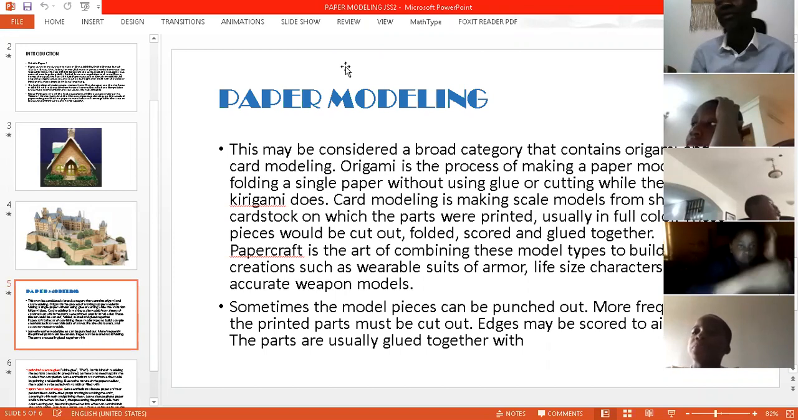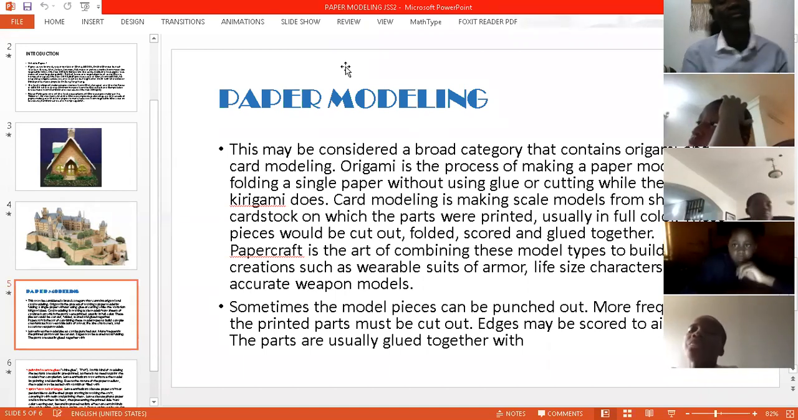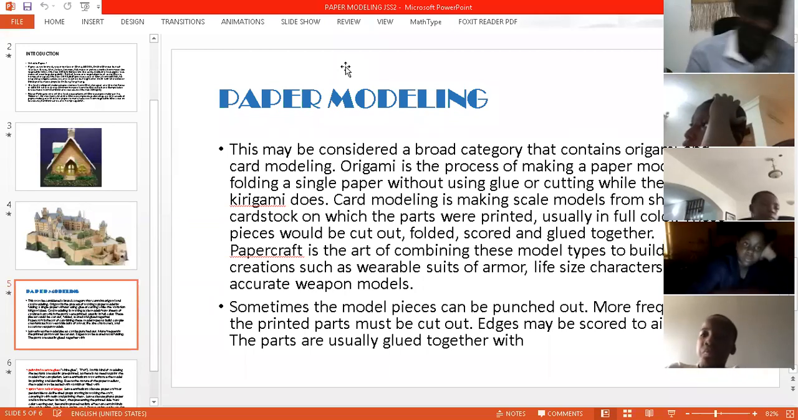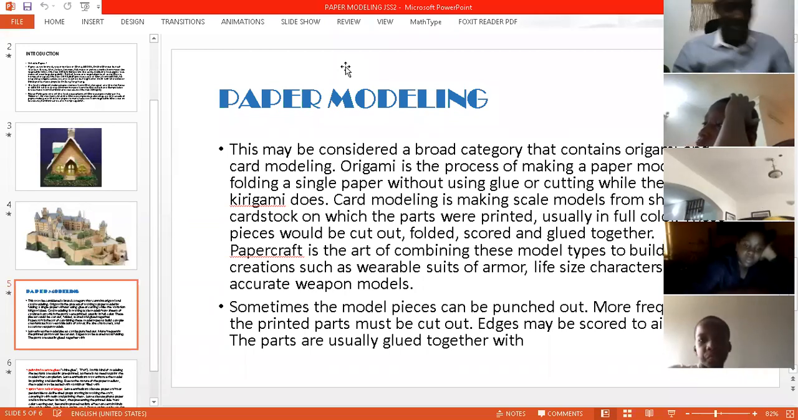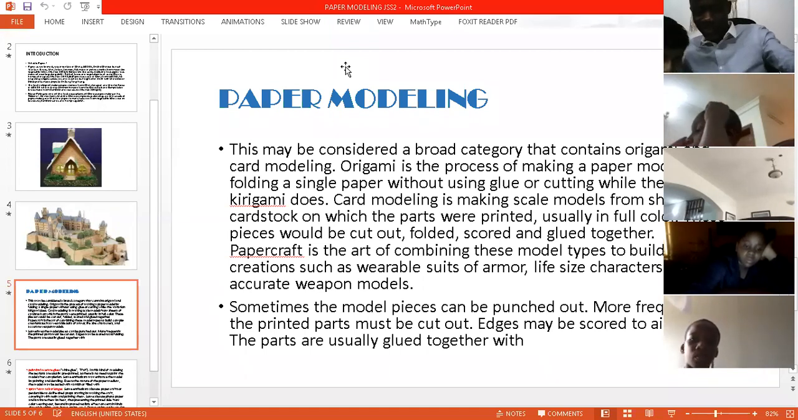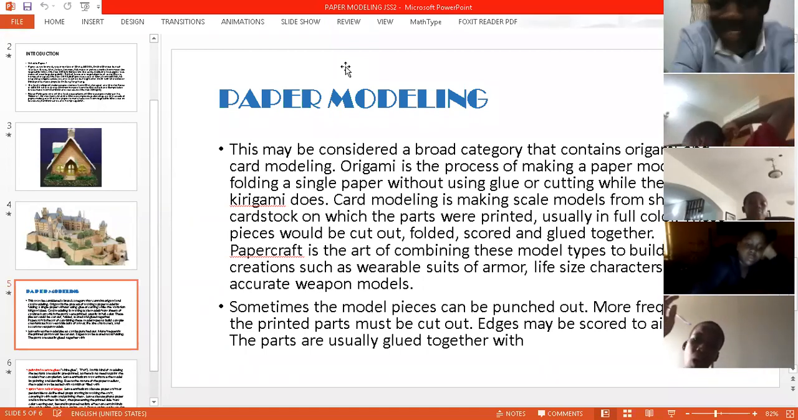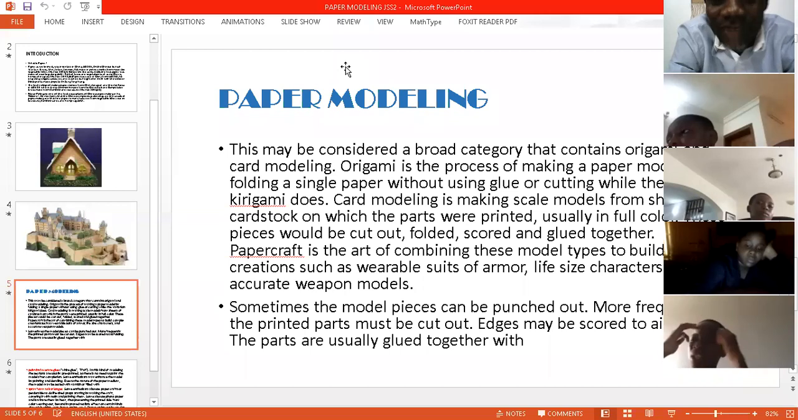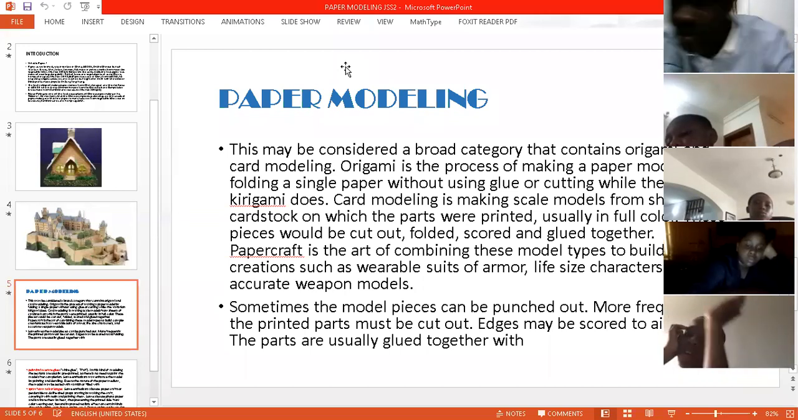What was my question? All right, as I was saying, card modeling is the variation: a scale model made from a sheet of cardstock on which the paper has a print.